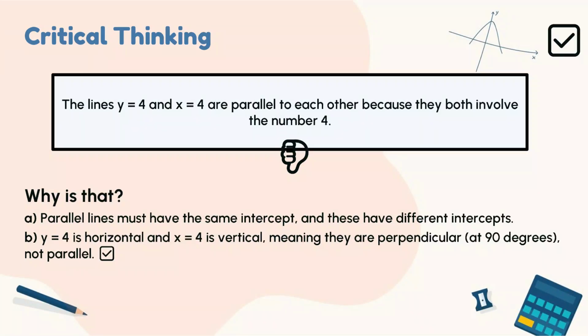The correct explanation is y equals 4 is horizontal and x equals 4 is vertical, meaning they are perpendicular at 90 degrees, not parallel. The fact that both equations contain the number 4 does not make them parallel. To decide whether lines are parallel, we need to think about their direction or compare their gradients.